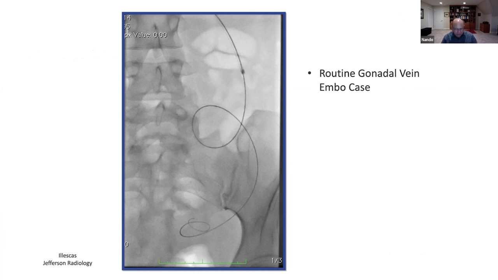This is an image from a routine gonadal vein embolization case I was involved with. The woman had classic symptoms of pelvic venous disorders. The pelvic varices were confirmed with transvaginal ultrasound, and we proceeded with the case. You can see the sheath has been brought to the level of the proximal left gonadal vein. And when we passed the wire, we saw the wire take this 360-degree turn, go distally. And at that point, the patient experienced significant left flank pain.